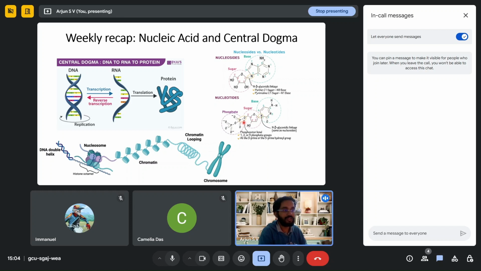And we also saw how DNA is packaged, how DNA is not linear as we might see it. DNA is packaged into a chromosome with the help of histones. DNA is wrapped around histones, forming a histone octamer. The histone octamer is further compressed to form chromatin, and this chromatin is further compressed to form a chromosome.